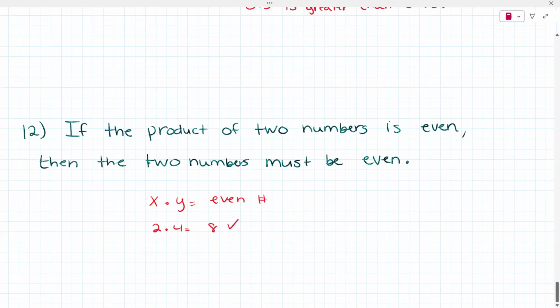What about, so wait, no, the two numbers don't have to be even. They could be a mixture of even or odd. It's just that whatever it spits out has to be even. So what about 2 times 3, right? 2 is even, 3 is odd. Does this spit out an even number? Yes. So yeah, even times odd equals even.